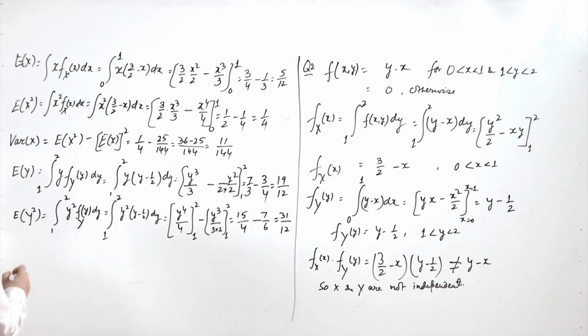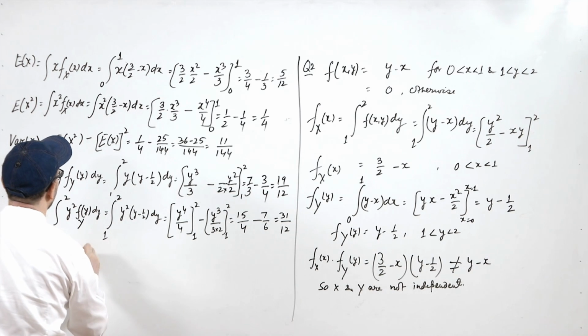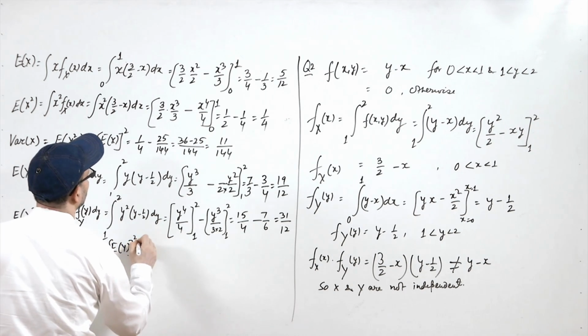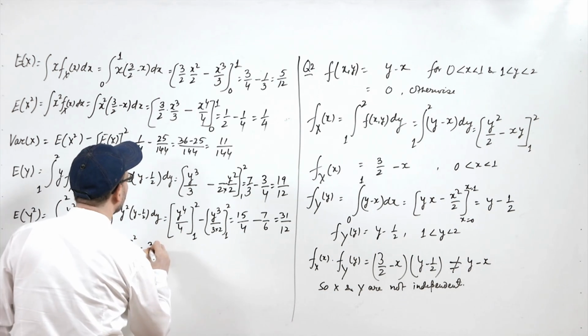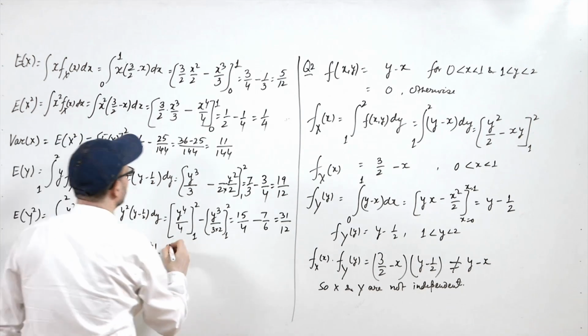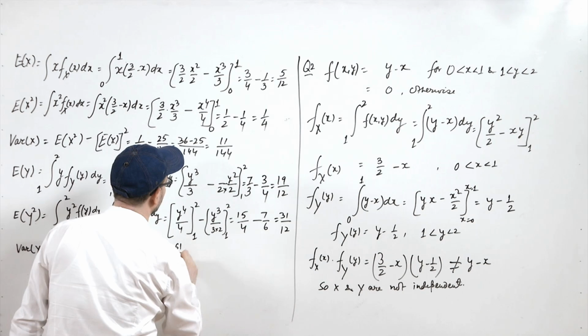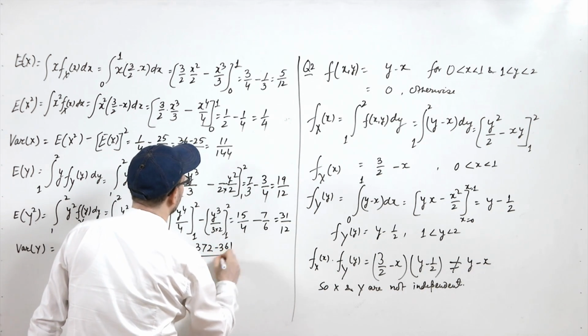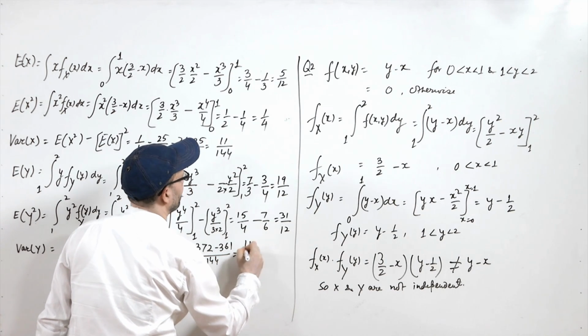Next, you have to compute Var(Y). Var(Y) will be computed as again E[Y²] − (E[Y])². So, it will be 31/12 minus (E[Y])², which is 361/144. So, it will be (372 − 361)/144, which is 11/144.